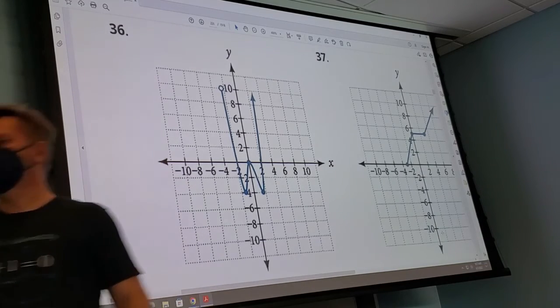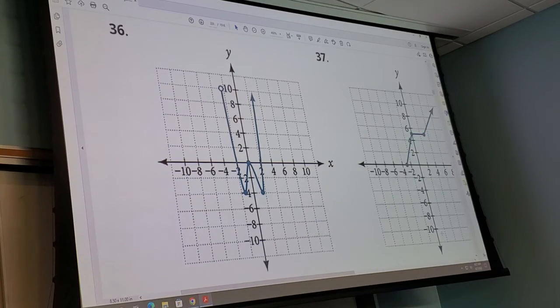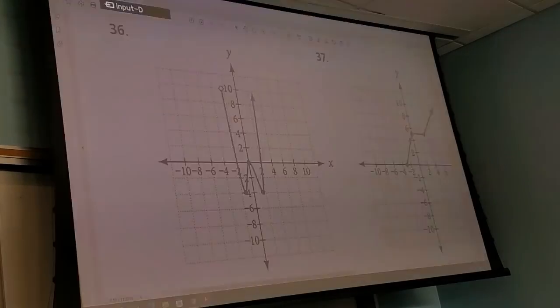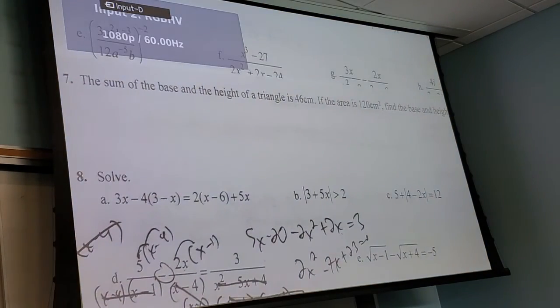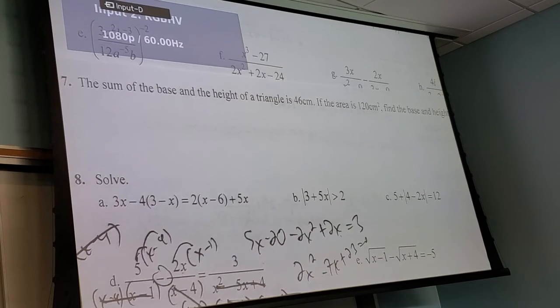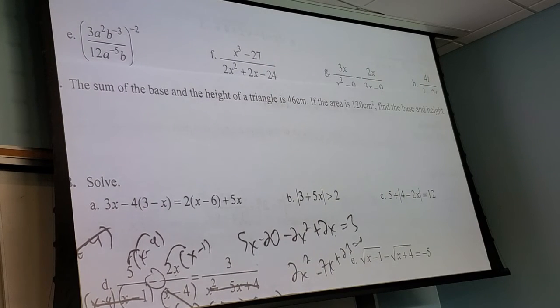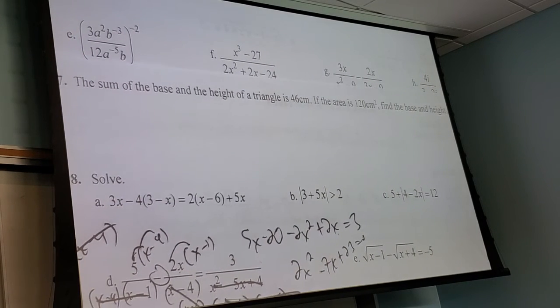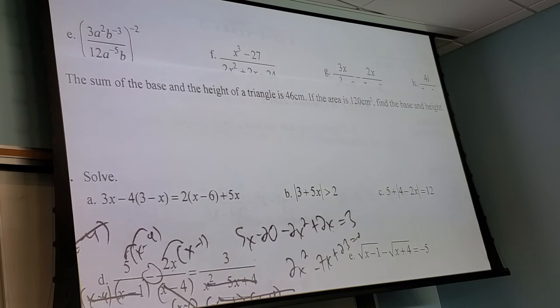Yes? Can you do number 7 on the practice test? Number 7, ooh, yeah, I was wondering why nobody asked me about this problem. I love this problem. All right, so the sum of the base and the height of a triangle is 46 centimeters. If the area is 120 centimeters squared, find the base and the height.